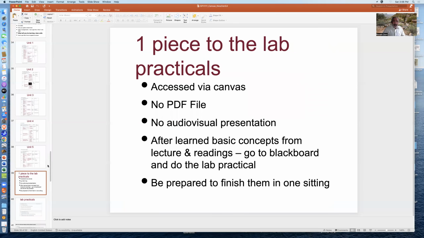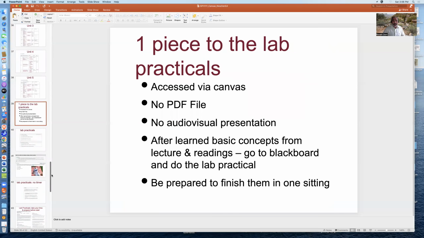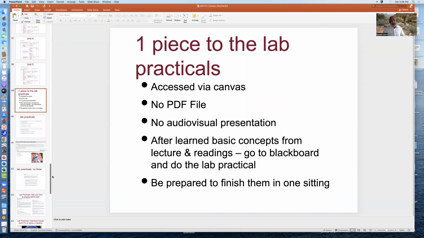I want to dig into the lab practicals right now because students have a lot of questions about them. So you may want to pause the presentation, note where it is time-wise, and then when you start the lab practicals, you can come back to this and get a reminder of what they're about.